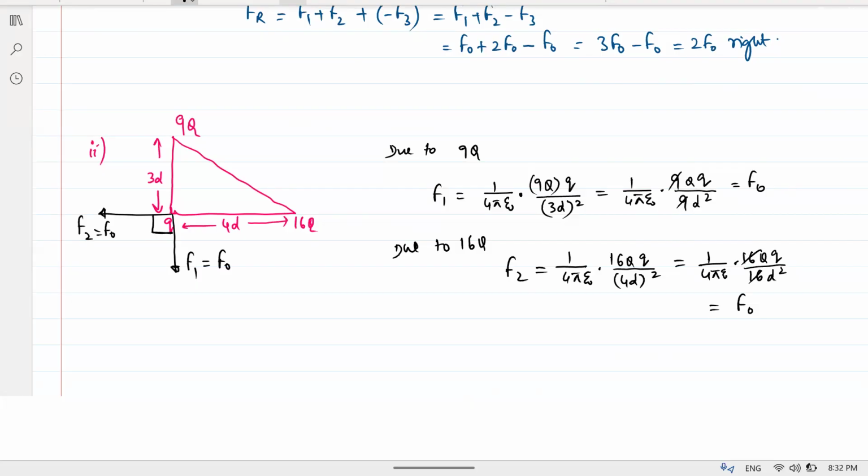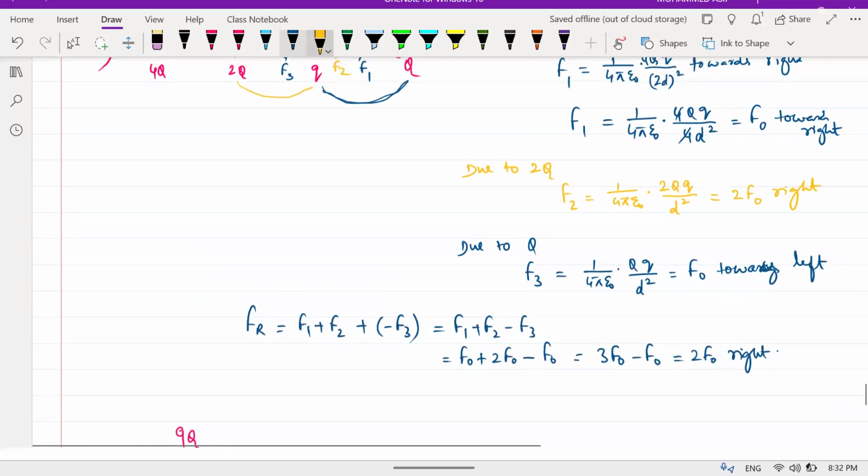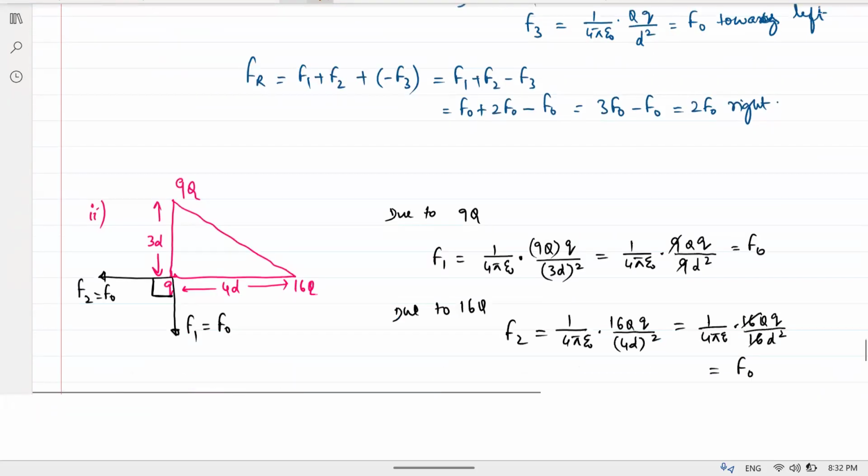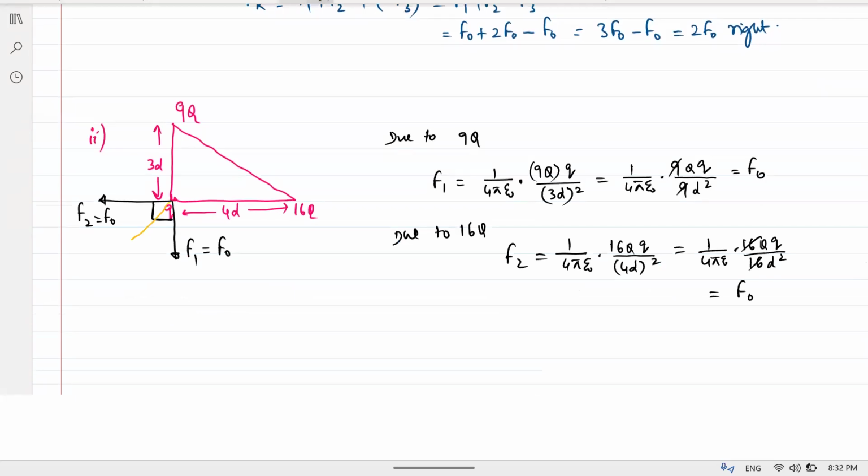And the two forces are at 90 degrees to each other. How do we calculate the direction? You can use the parallelogram law of vector addition. The resultant of these will be FR, isn't it?